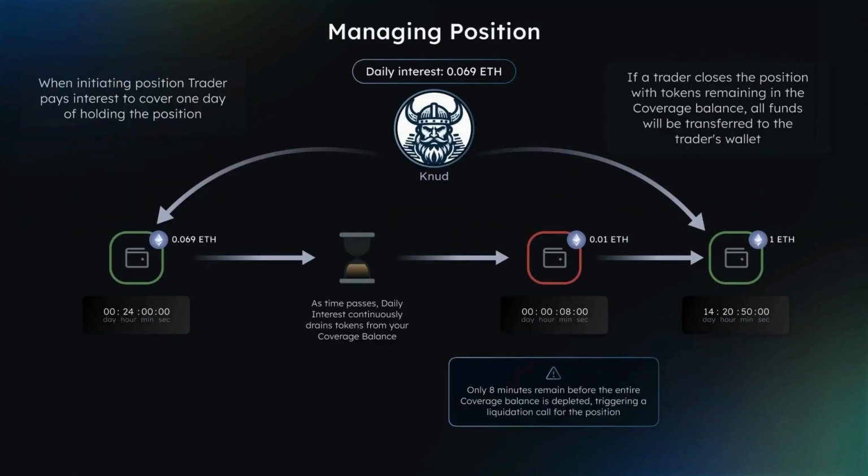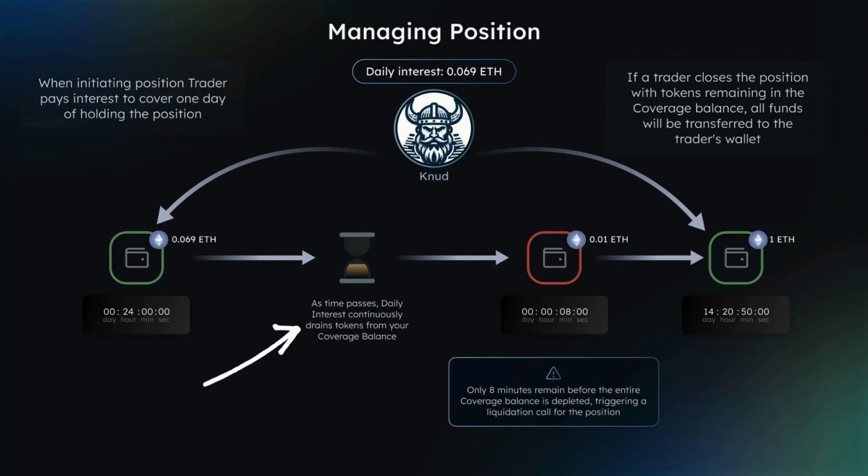The design of Wagmi leverage significantly reduces the risks typically associated with leverage trading. It introduces a concept of time-based instead of price-based liquidations. When initiating a position, the trader pays interest to cover 1 day of holding the position. Once the position is open, a 24-hour countdown timer starts. As time passes, daily interest continuously drains tokens from the coverage balance. If the trader does not deposit additional funds into the position, he will be liquidated once the timer reaches 0.